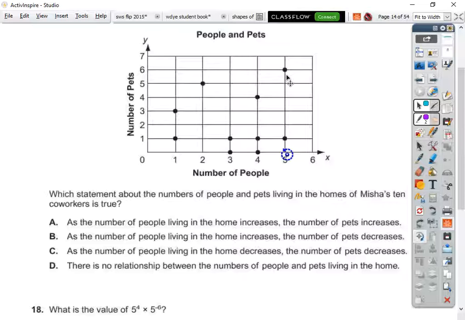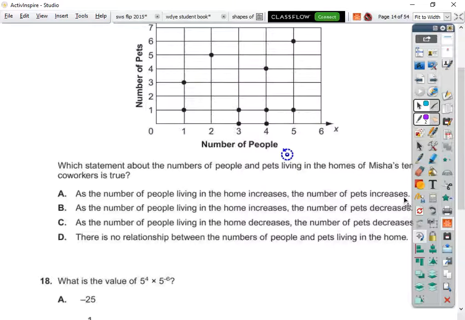As the number of people living in the home increases, the number of pets decreases. That's clearly not true. As the number of people living in the home decreases, the number of pets decreases. And there's no relationship between them. I'm willing to go with there's no relationship between the two, because it really does seem that people have either 1 or no pets, and then you have 4 people who have a few extra pets.